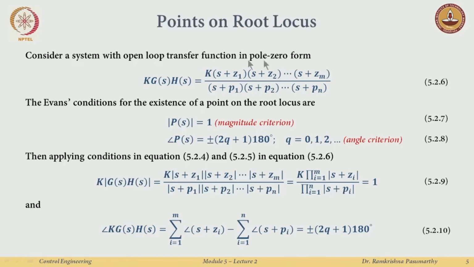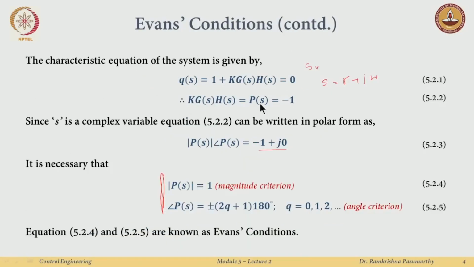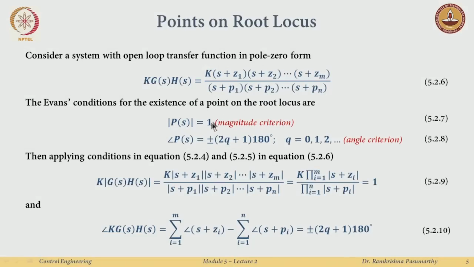So, a system with the loop transfer function of the form K times G times H can again be written as K, a set of zeros over a set of poles, n being greater than or equal to m. So, this was what we called P in the previous slide, right. So, KGH was P, and we need to find the conditions for when a point lies on the root locus. Well, the answer is whenever it satisfies these two conditions. We will call the first the magnitude criterion, and the second condition the angle criterion.